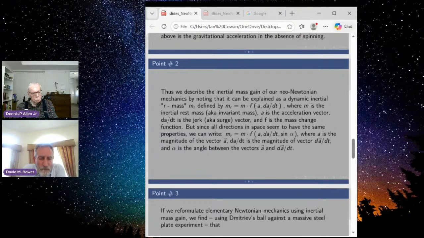I would tend to look at R mass and think of that as rest mass. But anyway, we'll continue with m sub r. I like it. Okay, let's go to point number three.